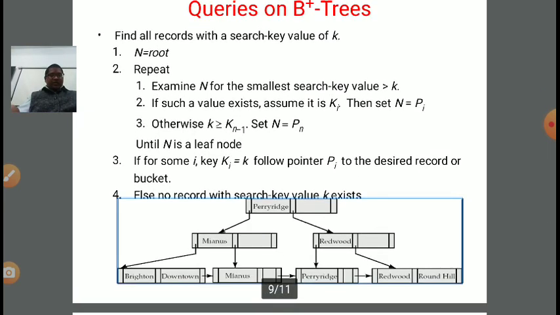The diagram is also depicted for these steps. Paris is the root, Manus and Redwood are the children of this root, and then they further have some leaf nodes.